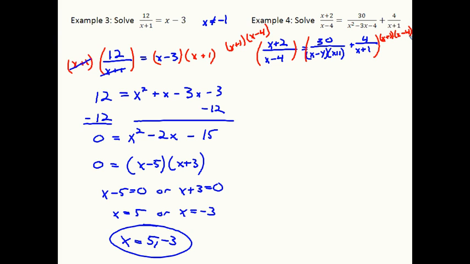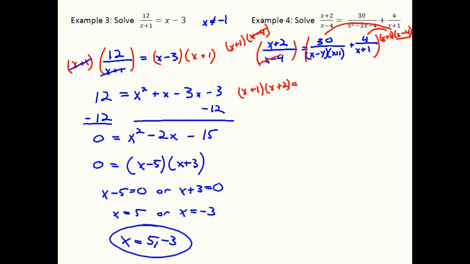So on the left side, when we multiply this, the x minus 4 cancels, and we're left with x plus 1 times x plus 2. On the right, we have to be careful. We need to distribute these two things. We'll distribute it to this term and then to this term.